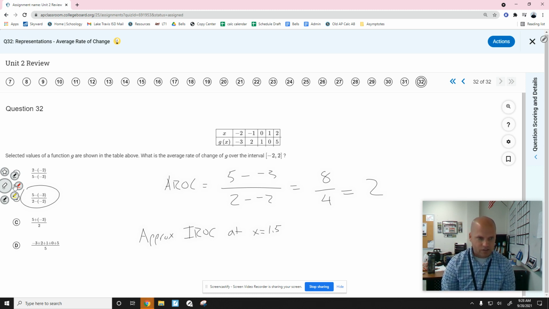Because I realize this point here, 1, 0, and 2, 5, that's surrounding the point at 1.5. Those are 2 points close to the x coordinate 1.5. So I would use those 2 points in my slope formula. Instantaneous rate of change at x equals 1.5 is approximately y2 minus y1 over x2 minus x1, 5.